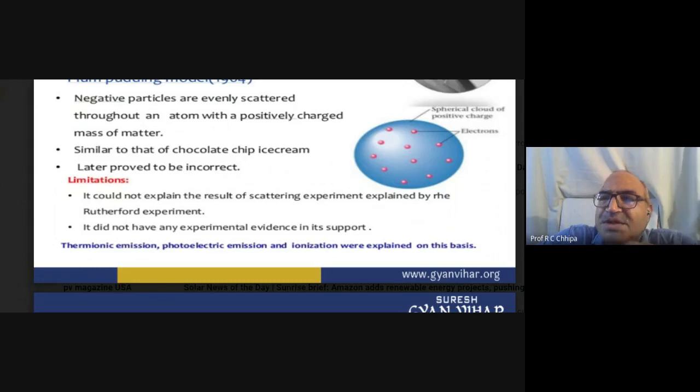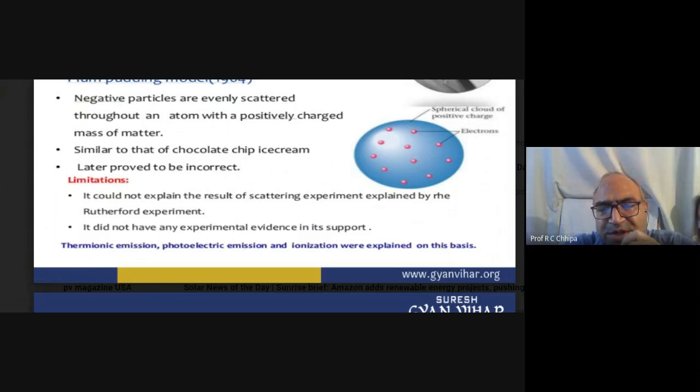Here, whatever the present atomic structure is, there is the nucleus, and the nucleus contains the proton and neutron, and surrounding that are the electrons. That you can see in the last slide. So this is the development of atomic structure. The plum pudding model later proved to be incorrect.